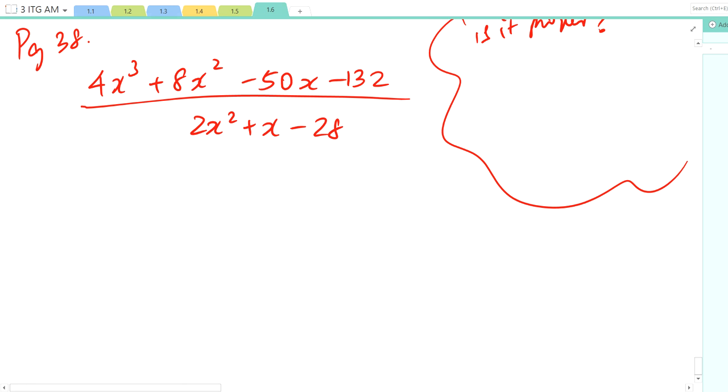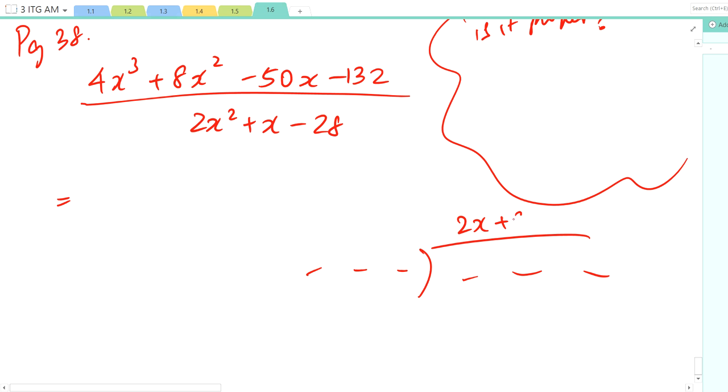Do you know how to do long division for this? Yes, okay. Then do your long division. We will end up with... Okay, let me just put this on the side. Do your long division. You know what to fill in over here? We end up with 2x plus 3 as the quotient. And then for our remainder, we have 3x minus 48.